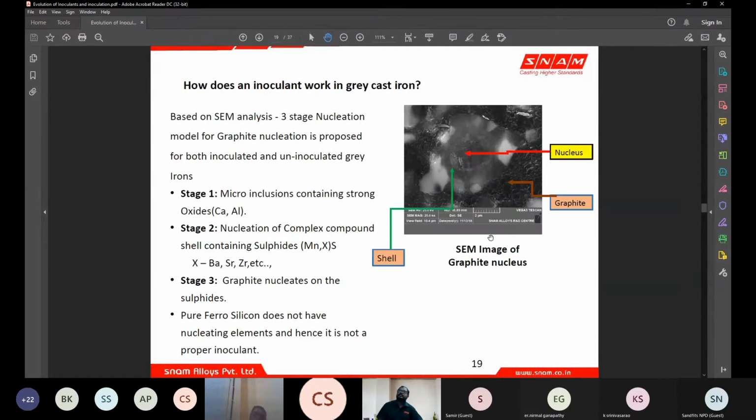So let us talk about this. This slide will give some brief introduction or some explanation on how inoculants work in grey casting. So we have conducted some SEM analysis. We have tried looking for the core or the nucleus in the grey casting sample.